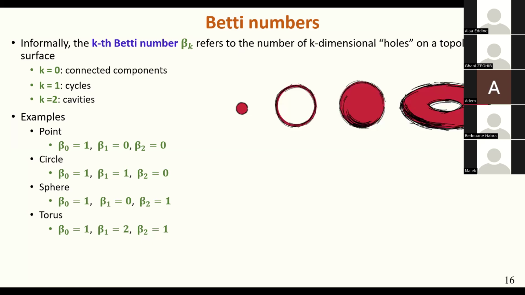A sphere also contains one connected component. It doesn't contain any cycles because if you draw a cycle on the sphere, you can at any time reduce it to a point. However, if you want to draw a cycle inside the sphere, you cannot reduce it to a point. So this means that the sphere contains a cavity.